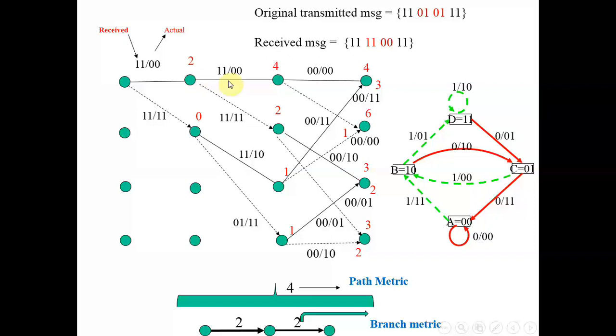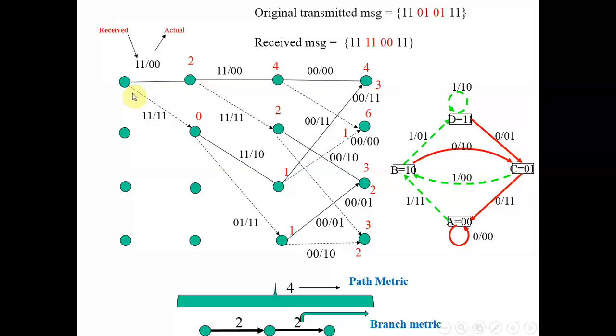Now from this point to this point, this is a branch, and from this point to this point, that is the complete path. So this particular error is called branch metric and this total error is called path metric, which is indicated here. So my branch metric is 2 here, but from this point to this point the total is the path metric. So my path metric is 4 and at every node we write the path metric.